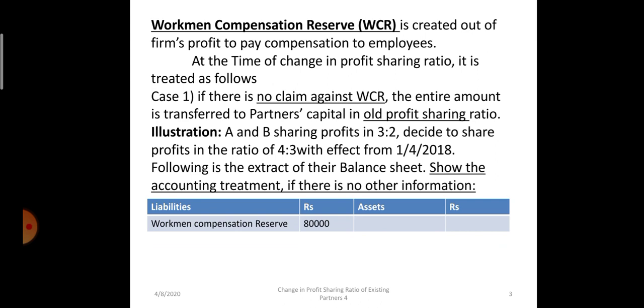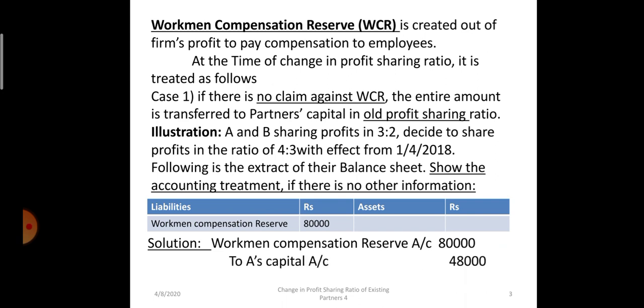So whatever amount is there in the Workmen Compensation Reserve will be distributed among the old partners in old ratio. So the solution will be: Workmen Compensation Reserve account debit, to A's capital account 48,000 in the ratio of 3:2, and to B's capital 32,000. 80,000 is divided in the ratio of 3:2. Since there is no claim, the full 80,000 will be divided among the partners in the old ratio.